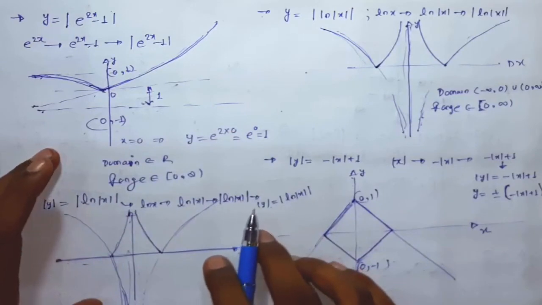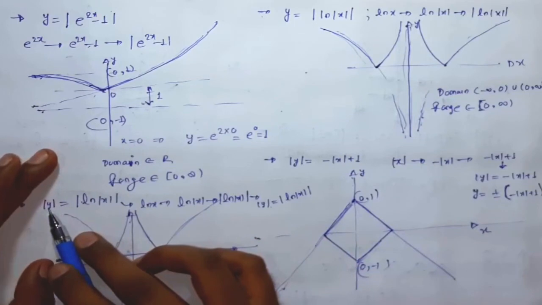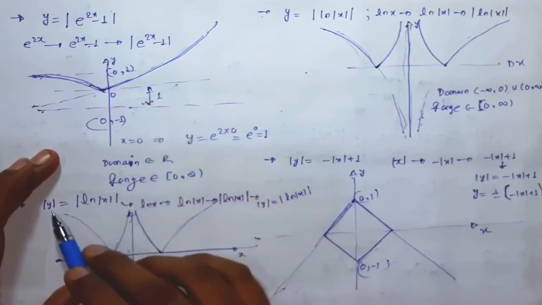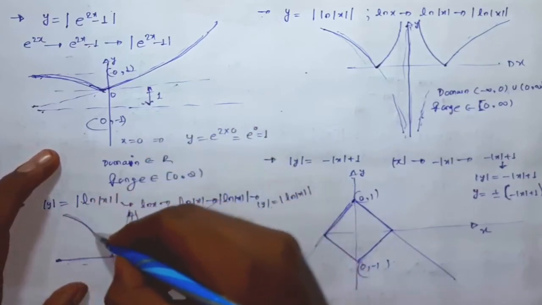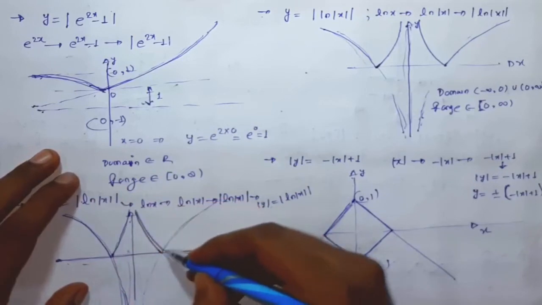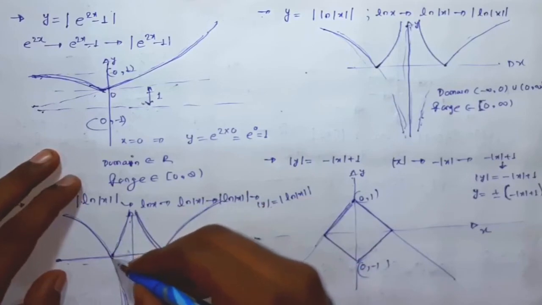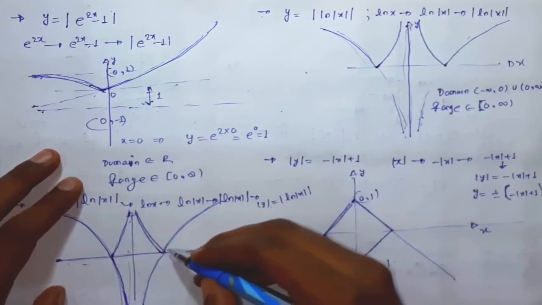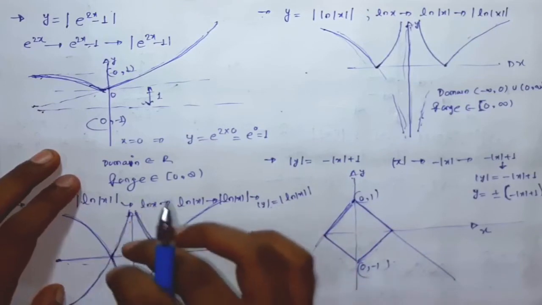Now we are going to put a mod sign on the y-axis. So what we will do, for the positive portion of y, the graph will remain as it is. Now we will simply take the image of this portion, the whole portion, in the x-axis. Okay, so this is going to be like this, and like this. So all these curves will be the graph of this function.